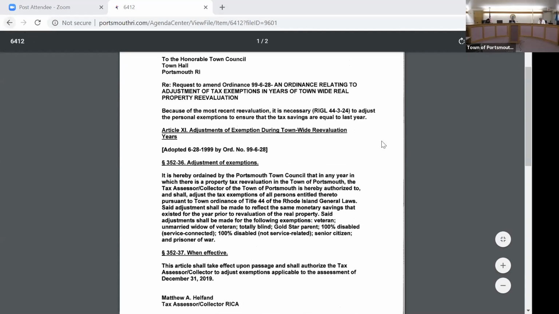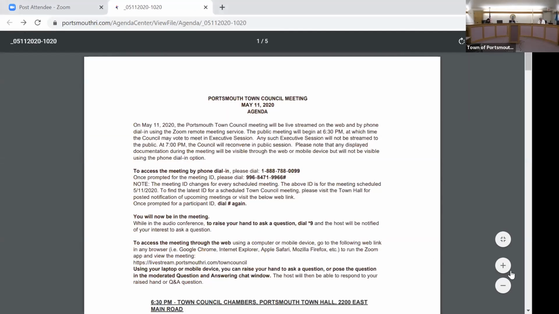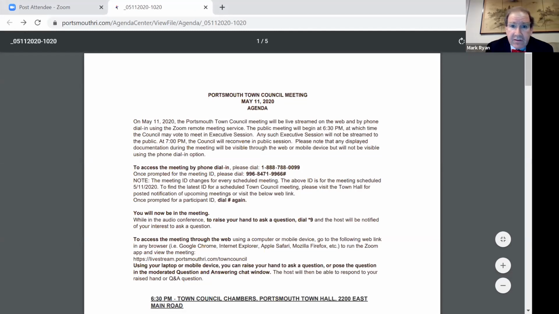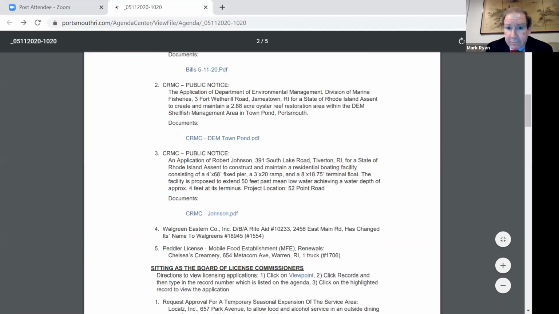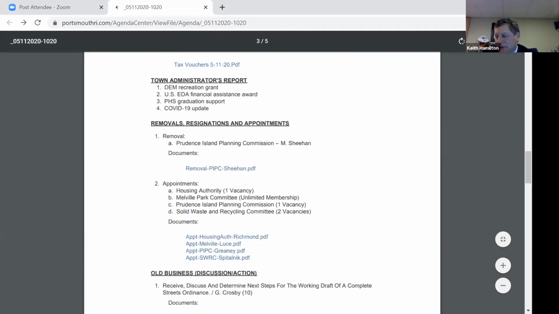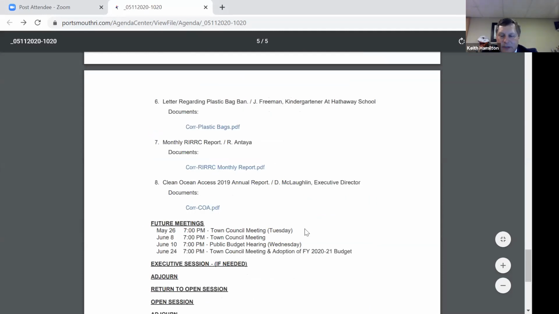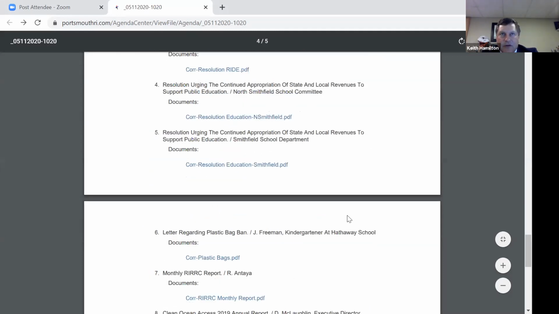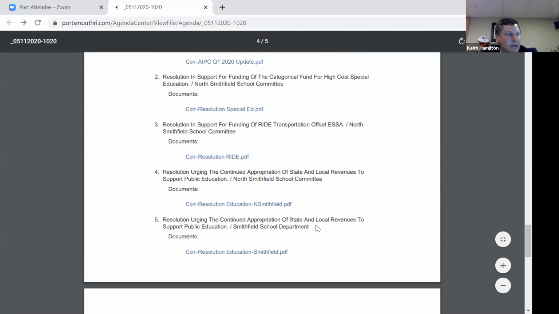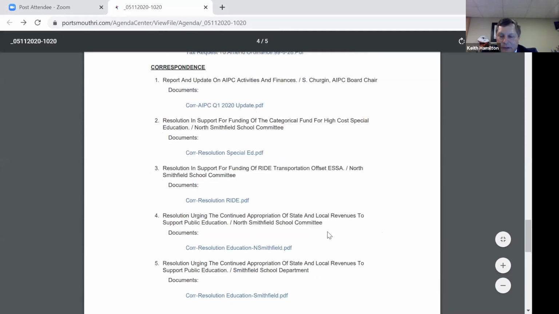On to correspondence. Mr. President, I move that we receive and place on file the correspondence. Second for discussion. I'd like to see the items from North Smithfield and Smithfield taken off and voted on at our next meeting, specifically in terms of maintaining funding for our school department. Even though it's only $4 million, it's still $4 million, and I'd hate to see the state cut that funding to our school departments.